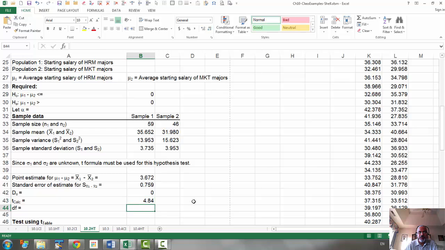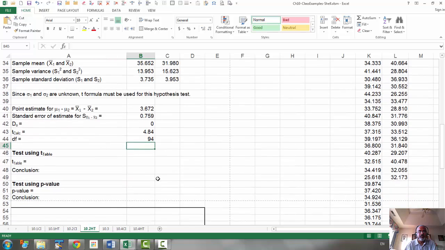That will give you the T calculated value. And for degrees of freedom, remember for these two populations, we have to use the function that I have created, df for T. First sample n sub 1 comma S sub 1, and then second sample n sub 2 comma S sub 2. That will give us the degrees of freedom.